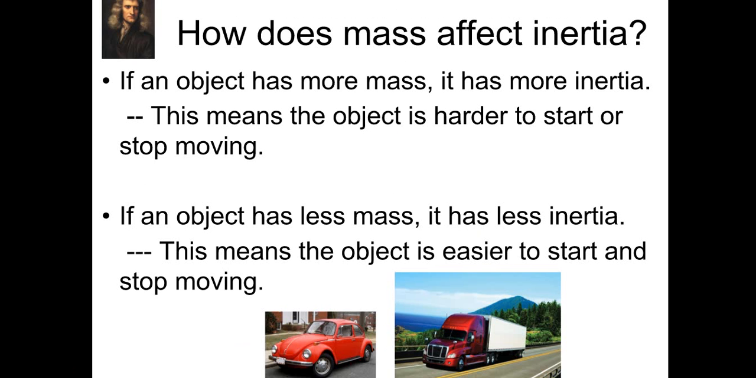So the opposite is true here. This means that an object is easier to start and it's easier to stop moving as well. So if I look at these two, the Beetlebug has less inertia because it has less mass. It's easier to start, it's easier to stop. The semi-truck has more inertia, it has more mass, it's harder to start moving, and it's also harder to stop moving once you get it started.